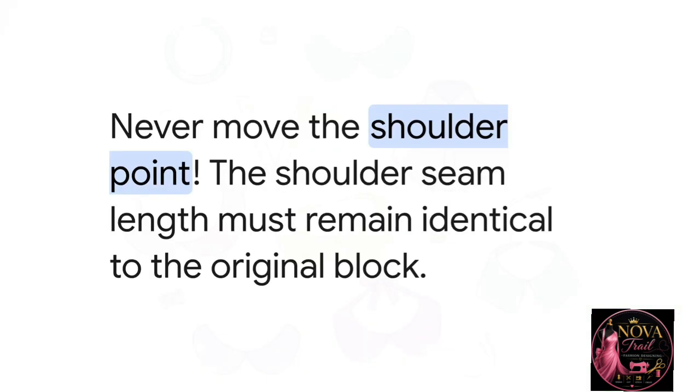All right, if you take nothing else away today, please write this down. This is the absolute golden rule of necklines. No matter how dramatic your design gets, that shoulder point cannot move. Your shoulder seam length literally must remain identical to your original block. If you mess with this, your front and back neckline circumferences won't match up at the shoulder and side seams, and the entire structure of your garment will just fail.